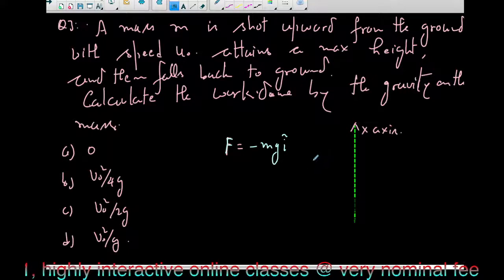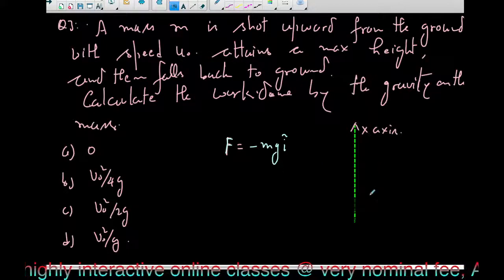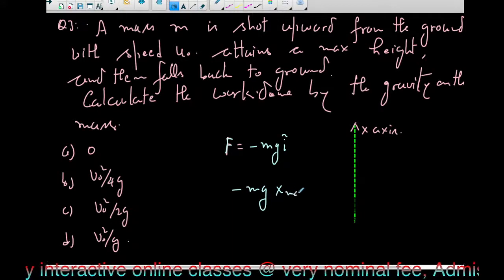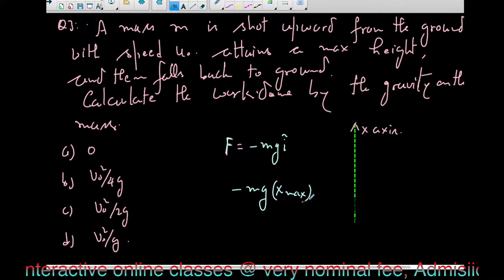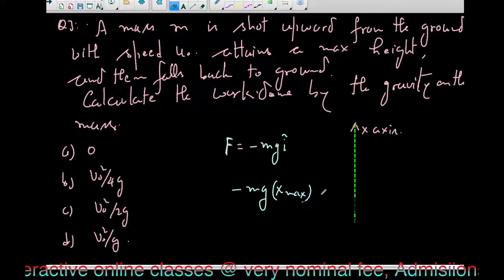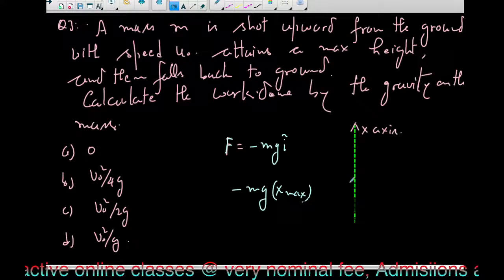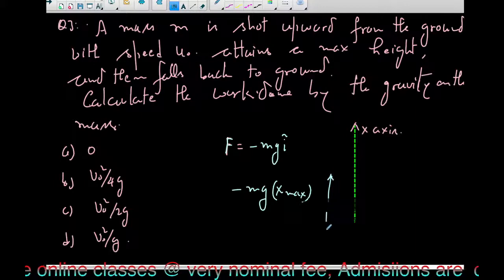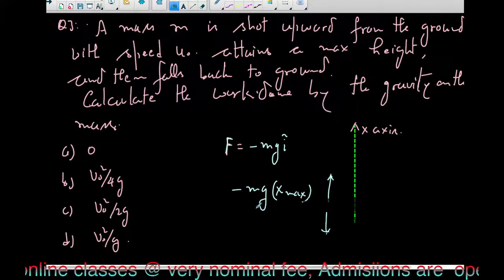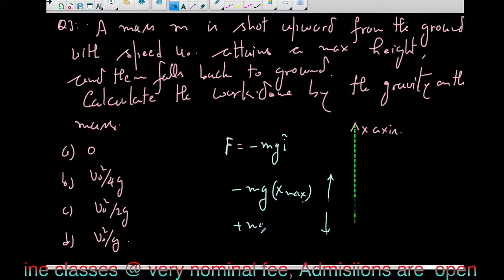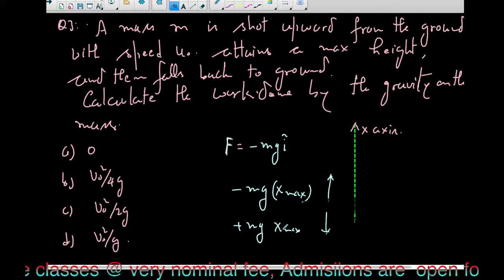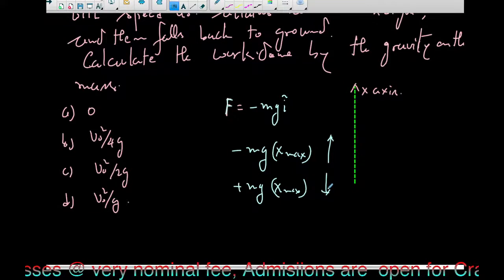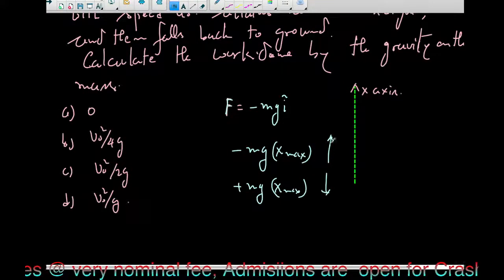The work done by gravity on the way up is minus mg times x max, whatever the x max there is. On the way down, the work done by gravity will be positive mg times plus x max, at the same height. So x max is the maximum height attained by the mass.